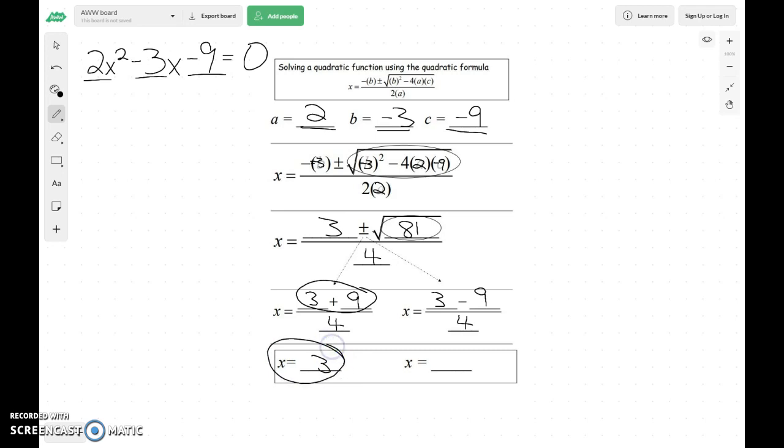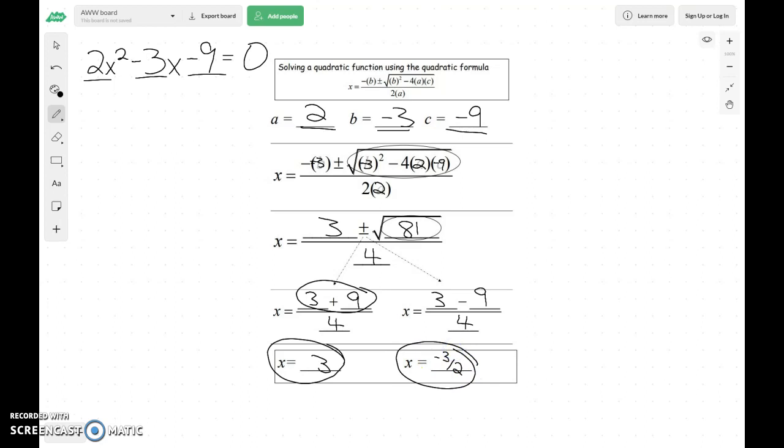So the first answer is nice and clean. The second answer is a little rougher. 3 minus 9 is going to give us negative 6. So negative 6 divided by 4 is going to reduce down to negative 3 divided by 2.